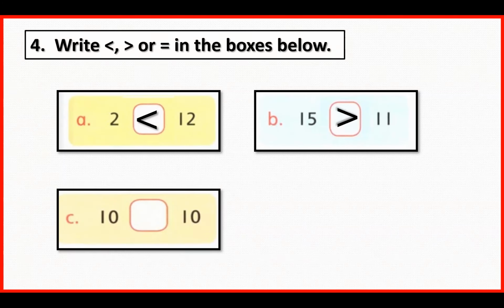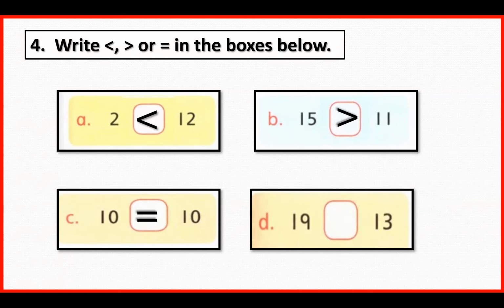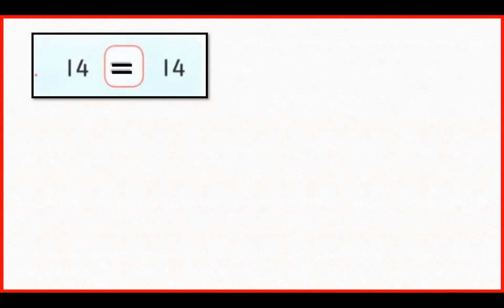Now the next one is 10 and 10. What about these two numbers? Yes, these two numbers are equal, so here we put the is equal to sign. Now what about 19 and 13? 19 is greater than 13, so here we put the greater than sign. Now these two numbers are equal, so here we put the is equal to sign between them.